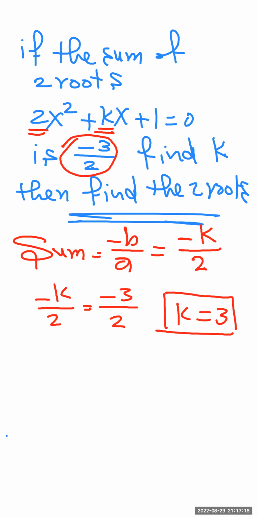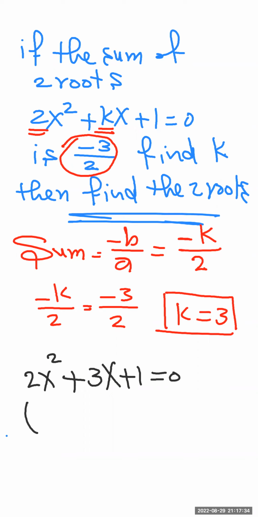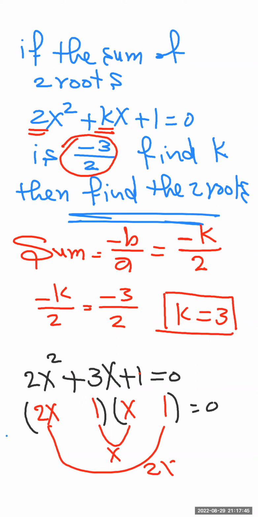Now the equation will become 2x squared plus 3x plus 1 equals 0. I'm going to try to factorize it first, to check if it can be factorized or not. 2x squared means 2x and x, and 1 means 1 and 1. Let me check. This one will be x, this one will be 2x, and the sum will be 3x. So correct, the signs will be positive.